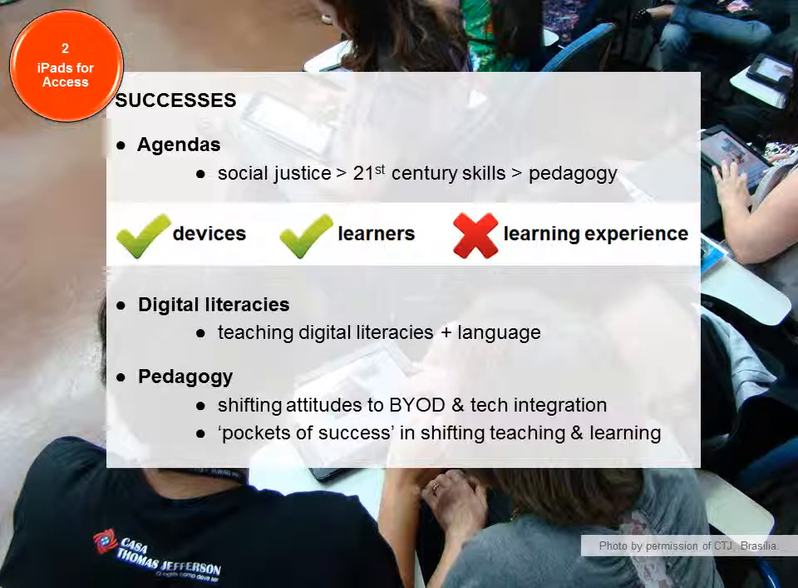Here, the devices and the learners are mobile. Students move all the time around their classrooms so that they can interact and collaborate, and they move around the school grounds as well. In terms of digital literacies, this project has shown that it is possible to teach digital literacies and language at the same time. And if you have a look at the website for the Casa Thomas Jefferson, you'll see many excellent examples of the work done by their students.